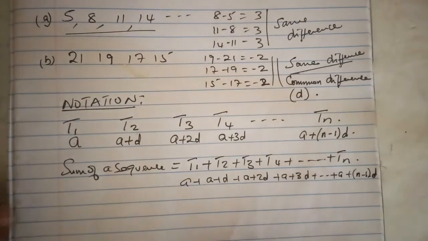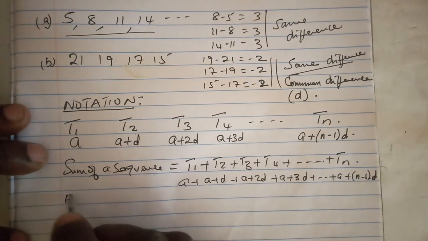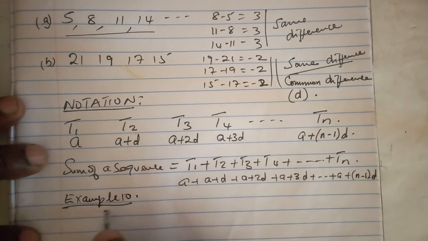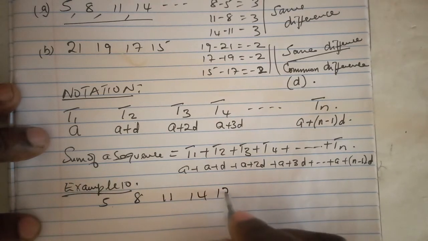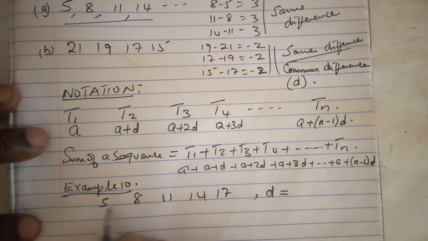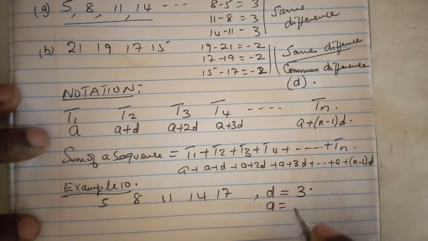So let's talk about example 10 now. I don't know whether we are able to talk about example 10 in this particular setup, but yes, we can. In example 10, find the nth term of the sequence 5, 8, 11, 14, 17. It goes without saying that the common difference here is 3, because 8 minus 5 is 3, 11 minus 8 is 3. Of course, a, the first term, is 5.